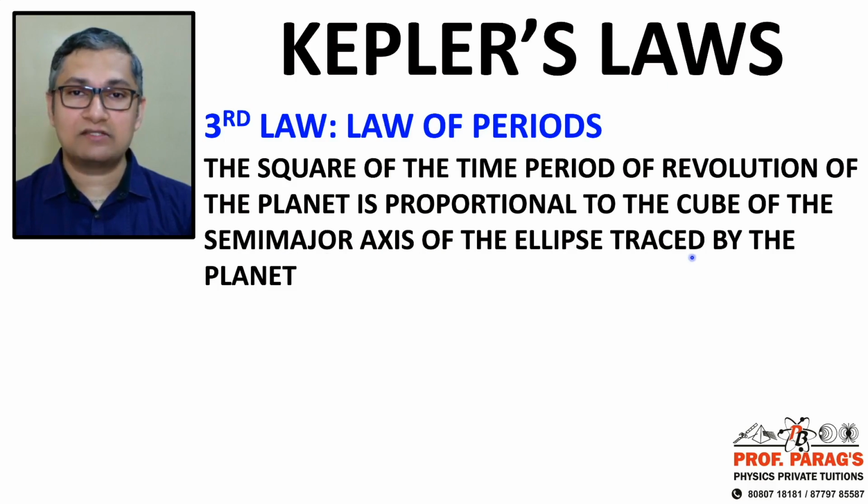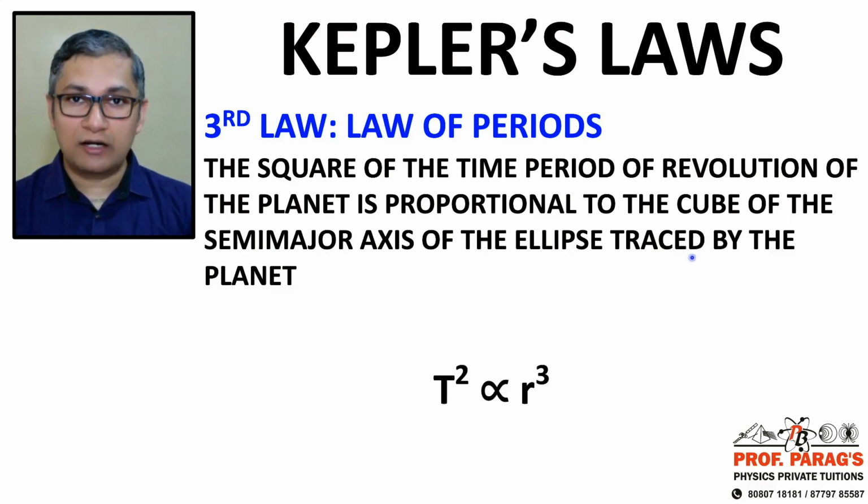So basically what this law means is what we already know: T square is proportional to R cube. Where did we see this? We saw it in the formula for time period. Even there, T square was proportional to R cube. But please note, the formula is the same here, but they are for two different things. The formula for time period was T is equal to 2 pi square root of R cube by GM, and when we squared both sides, we got T square proportional to R cube. But that formula was for a circular orbit.